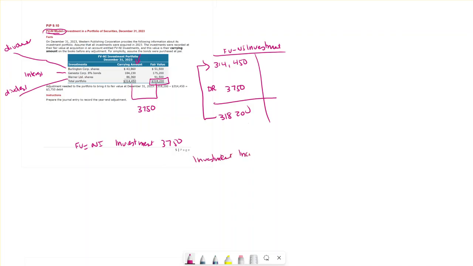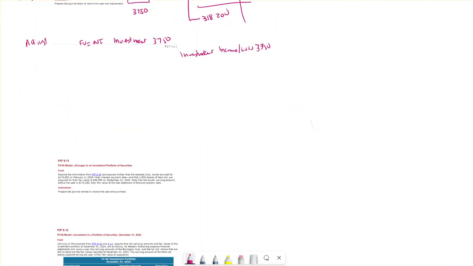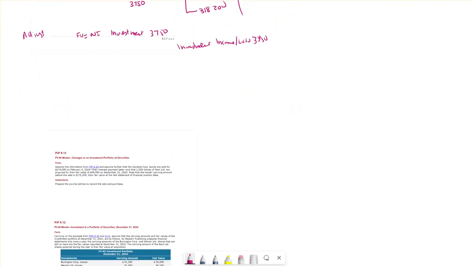Income slash loss will be 3750. So you continue doing what you need to do for each one. This will be called my adjusting entry. So now when you have this entry, this portfolio changes. This is where we're going to go with your portfolio changes.